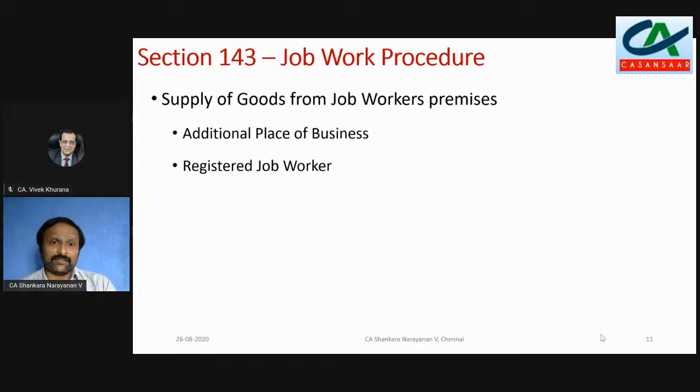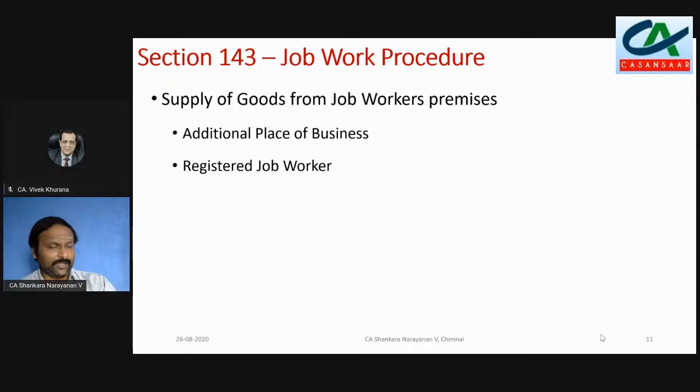The issue that can arise is somebody in Delhi has a job worker in Gurgaon. So he sends the job items to the person in Gurgaon, gets it finished, and from there, maybe he is supplying to a person in Manesar, sending it directly from Gurgaon to Manesar. Is it allowable? Yes. But here, the job worker has to be a registered person because the principal sits in Delhi. The job worker is in Gurgaon. So from Gurgaon, it has to go to Manesar.